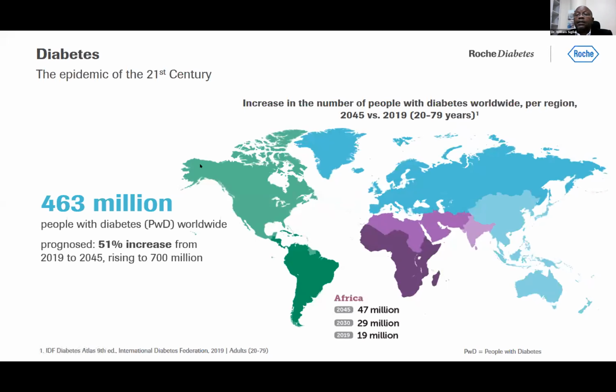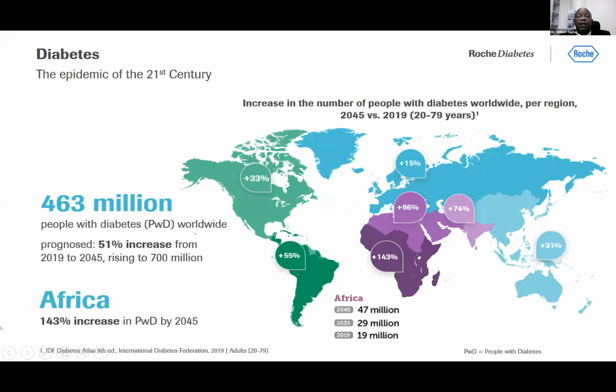And you can see the rest of the world: North America, green, blue, sky blue, light blue. Those areas represent the rates of increase, which has been highlighted here. Especially in Africa, by 2045, there's an expected 143% increase from the current numbers. And unless we do something between now and then, this increase will be unrelenting and will have a major impact on our healthcare systems and on the health of our population.